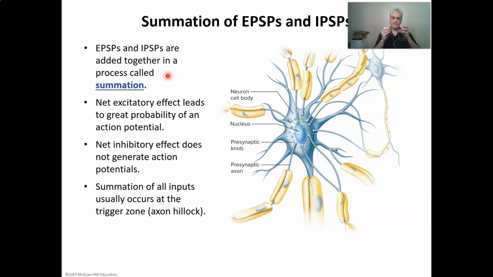And again, we can get local gradients, local effects. But if you want to talk about an action potential going down a neuron's axon, that is what we refer to as all or none. It either happens or it doesn't.